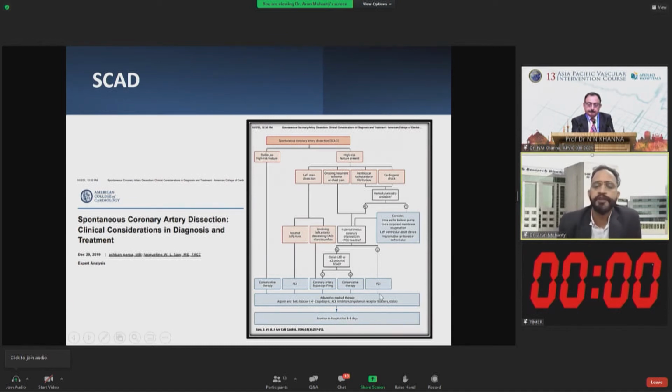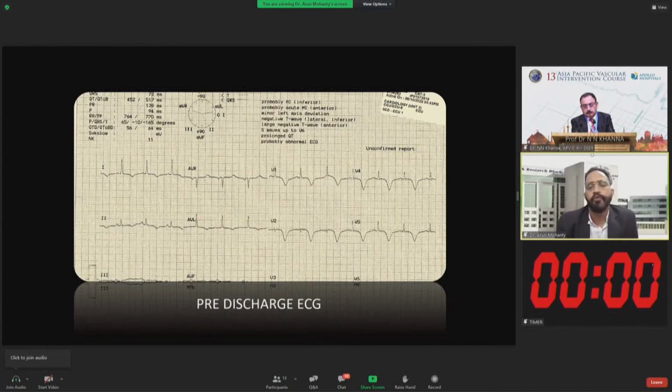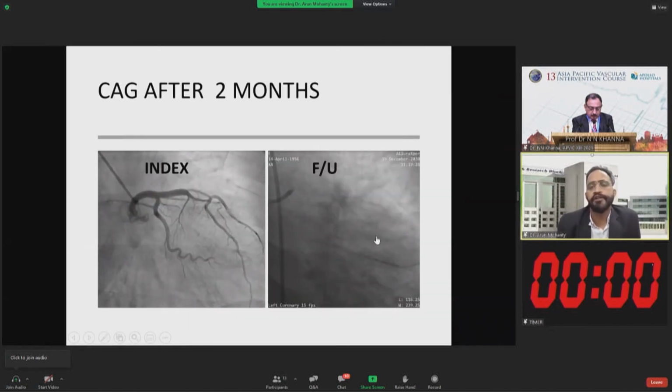Most important, you have to keep these patients, don't discharge them immediately. Keep them in the hospital for 3-4 days to prevent ventricular tachycardia or some other catastrophic event. You can lose your patient. So we observed the patient 3 to 4 days in the hospital. There was a T inversion here. At the time of discharge, the ECG was like that.